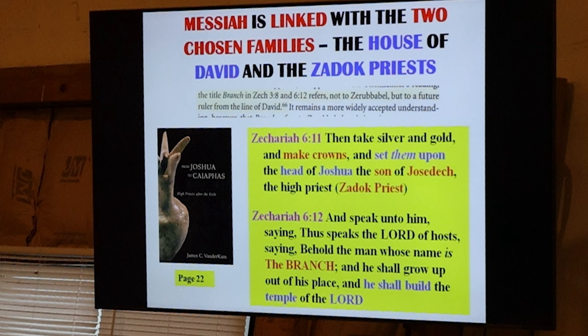And when a crown is being put on the head of the Zadok priest, the prophecy is given. When the crown is put on the Zadok priest, there's a prophecy given about the Messiah, because there's going to be one whose name is the Branch. That's the Messiah. He's going to build the temple of the Lord.